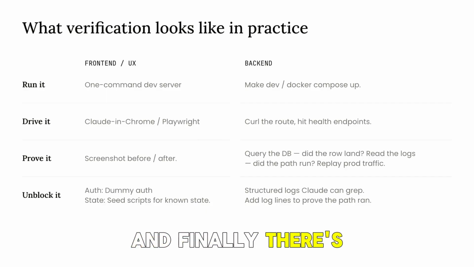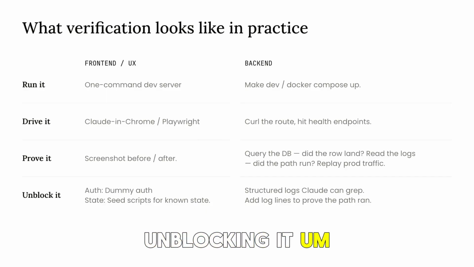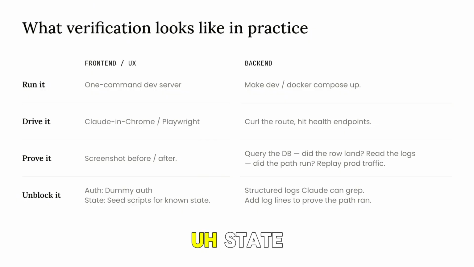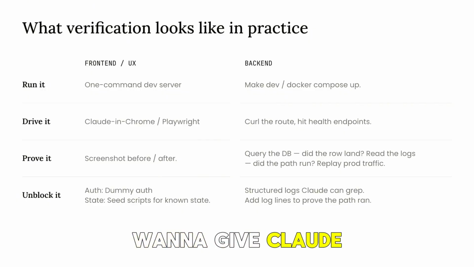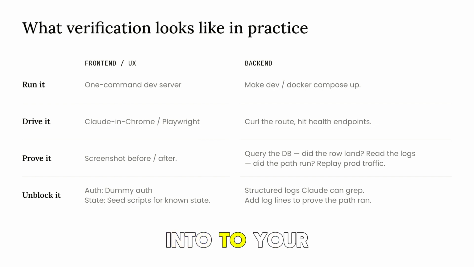And finally, there's unblocking it. So if you've ever tried to create a verification loop in a production app, you'll very quickly find that there are some blockers you run into. And some of the common blockers are, for example, auth and state, right? So auth basically means you want to give Claude an identity that it can log into your web application so it can actually start to use your app.